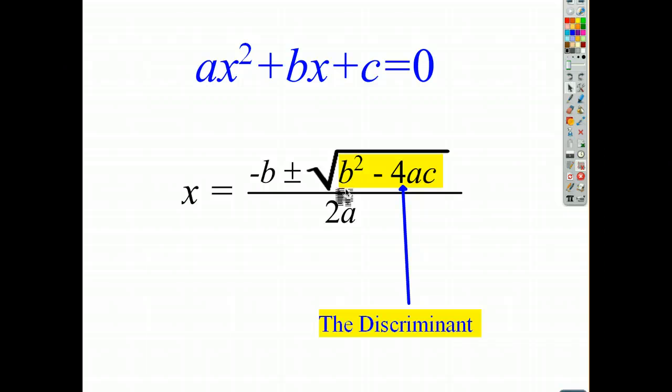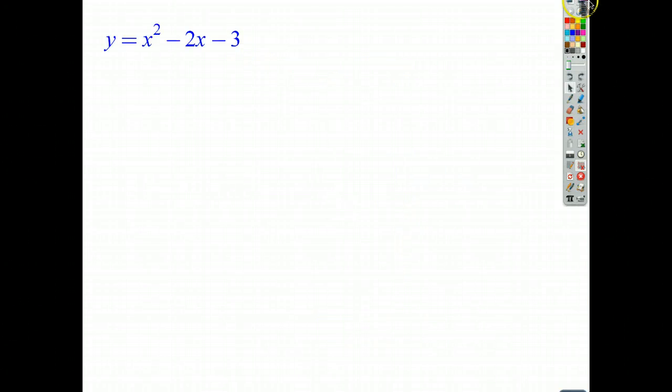And I'm hoping that as we go through this, you're going to kind of discover what this thing is going to help us with. So first, let's go ahead and take a look. We've got a quadratic here, and let's solve it. Let's plug it into the quadratic equation and work our way through this.